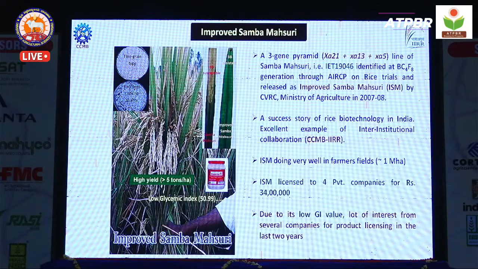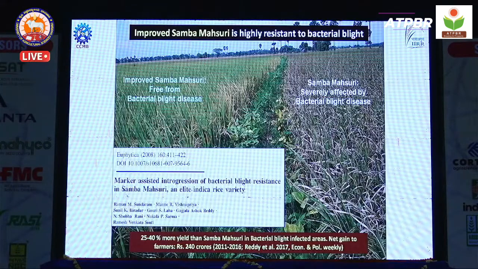Of course, there is another product developed in parallel called Improved Pusa Basmati 1. Improved Samba Masuri has three major resistance genes, Xa21, xa5, and xa13. And this is a success story not only of deploying the right kind of rice science for improvement, but also of inter-institutional collaboration. Our collaboration with CCMB is continuing for the last almost 25 or 28 years. And this variety is doing really well. What is important for you to understand is that under field conditions, even as of today, it is standing very tall in terms of resistance.